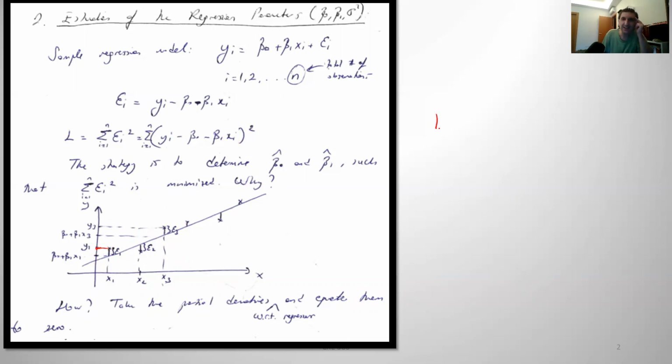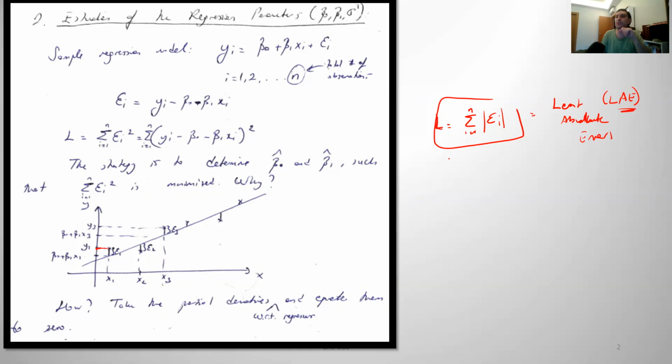So it seems that we are trying to minimize something like this, the absolute value of errors. And that's interesting because actually there is a regression technique which is called least absolute errors, LAE, which exactly uses this objective function. So least absolute error regression defines an objective function, a cost function like this, and tries to minimize this value by optimizing beta 0 and beta 1 values.